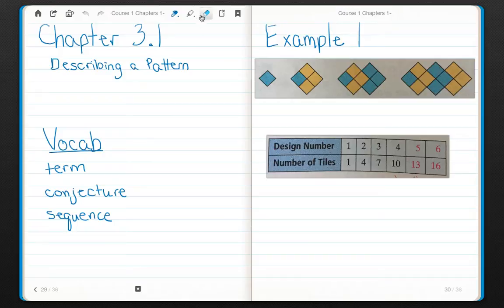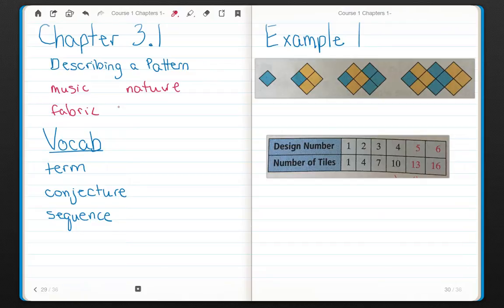So we see patterns absolutely everywhere. We see patterns in music. We see patterns in nature. We see patterns in fabrics, in clothing. Anywhere you look, you can usually find a pattern. So this chapter we're going to be exploring patterns and how to describe patterns.